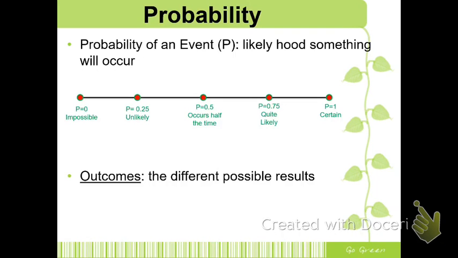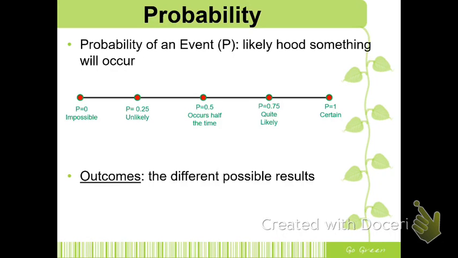Something that will definitely happen has a probability of 1 or 100%. Something that definitely will not happen has a probability of 0 or 0%. Right in the middle would be a probability of 0.5 or 50%, which means it happens half of the time. We usually estimate a 75% probability or 0.75 as quite likely, and a probability of 0.25 or 25% as unlikely.